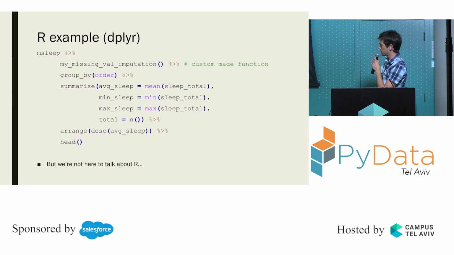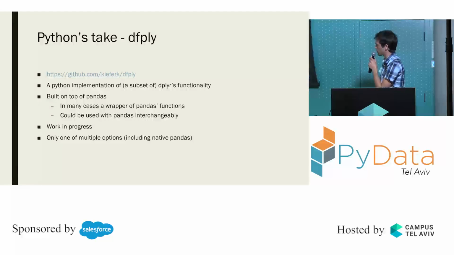So as an example, we take a data set, we pipe it to maybe a function that we wrote ourselves, and then to the verbs that dplyr offers us, and we get the final product here. So we're not here to talk about R, so let's look at one approach to do this in Python. It's just one approach. You could do it in many, many ways.